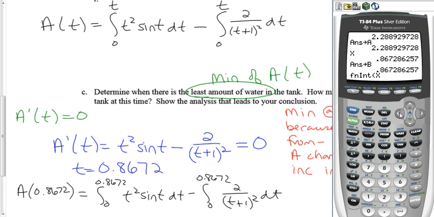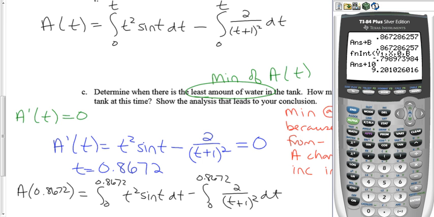I push the vars button, and I want a y vars, so I go over. I want a function, so I hit enter, and then I want y1, so I hit enter. So there's my y1. It's keyed in there, and now I just have to say with respect to x, and I need to go from 0 to B. Again, B. That's where I want to end. And when I work that out, I get a negative number.